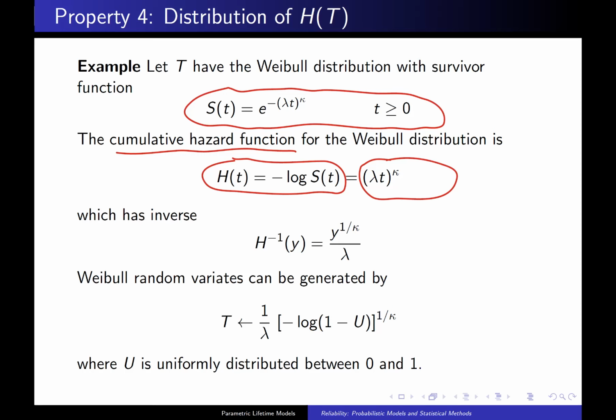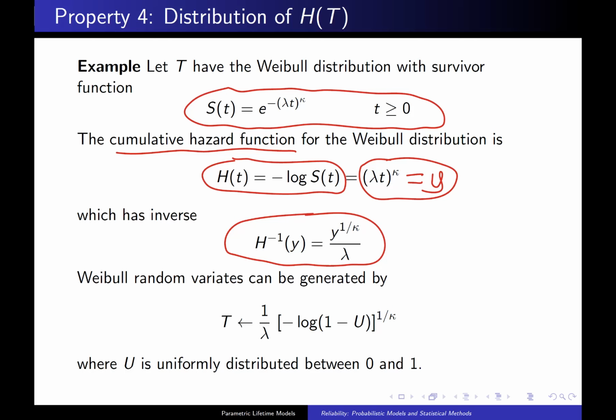Now, if you look at the formula on the previous slide, we have to invert that cumulative hazard function. So one way to do that is simply set it equal to y and solve for t. And you solve for t by raising both sides of this equation to the 1 over kappa power, and then dividing by lambda. And that gives you H inverse of y is y to the 1 over kappa divided by lambda.